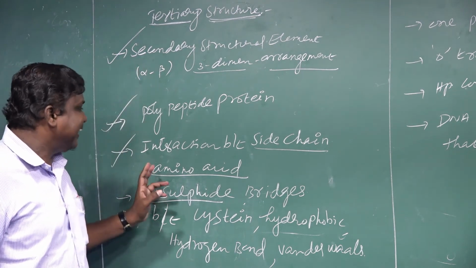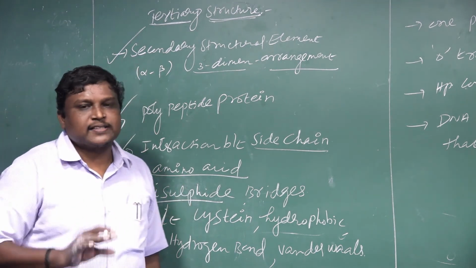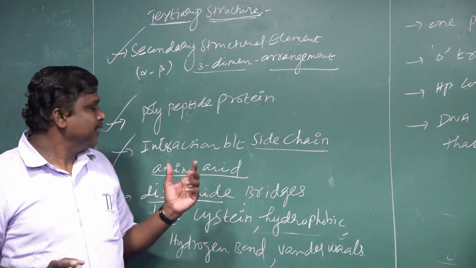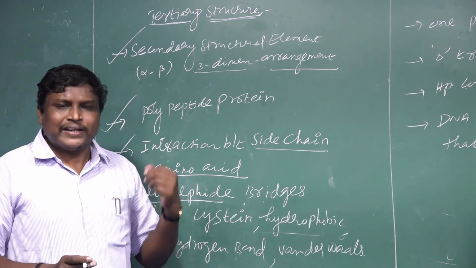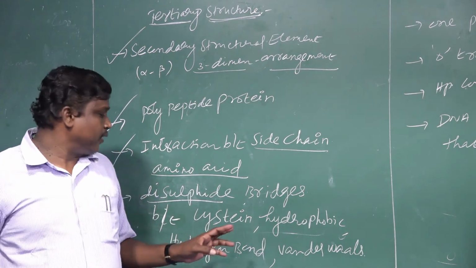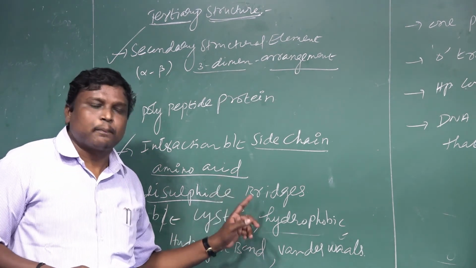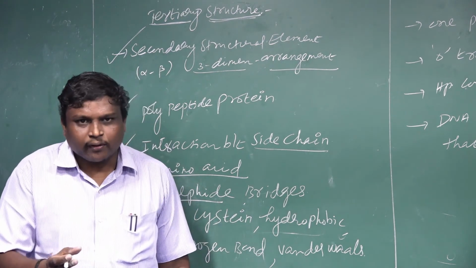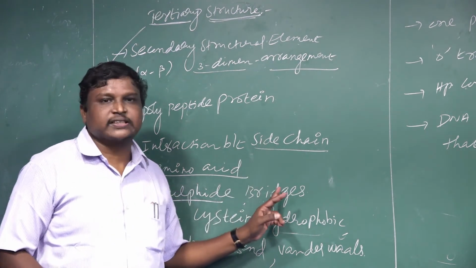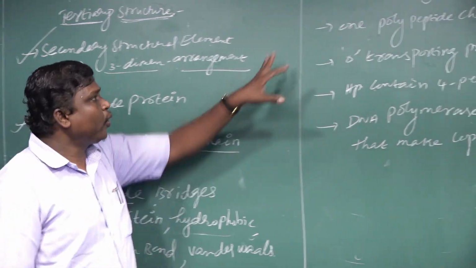Next one is interaction between the side chains of amino acids in the tertiary structure. So it contains a disulfide bond: disulfide bridges between cysteine, hydrogen bonds, and weak van der Waals forces. Okay. Next one, quaternary structure.